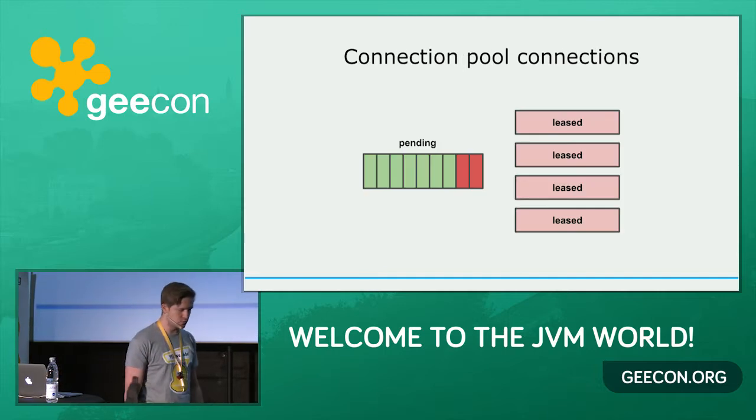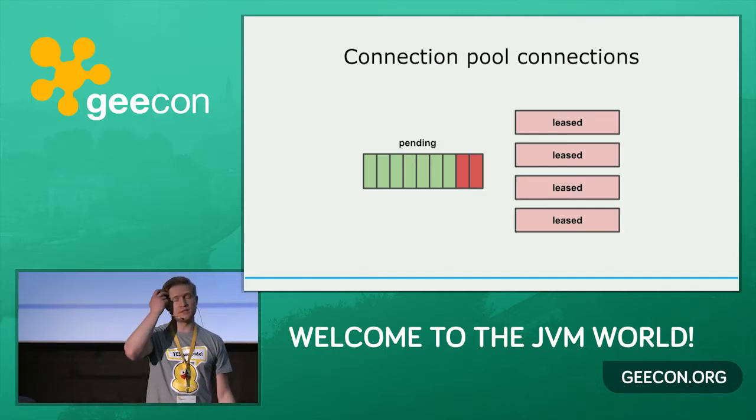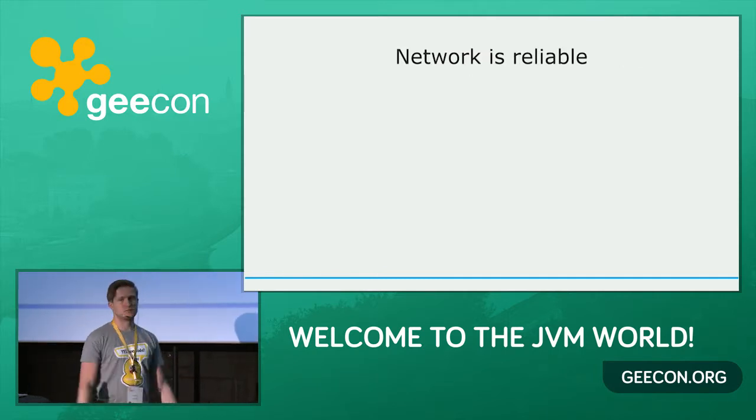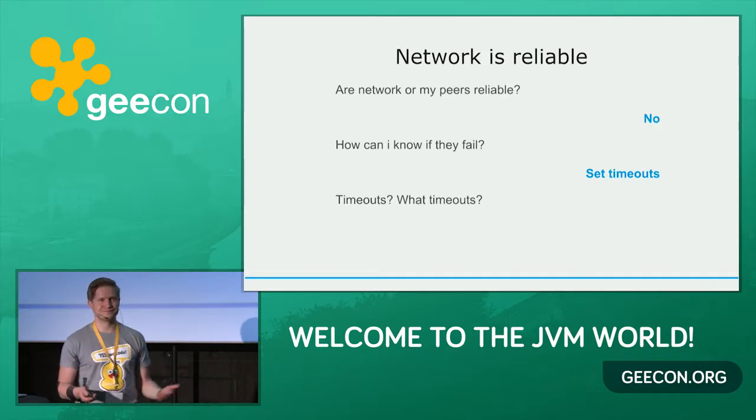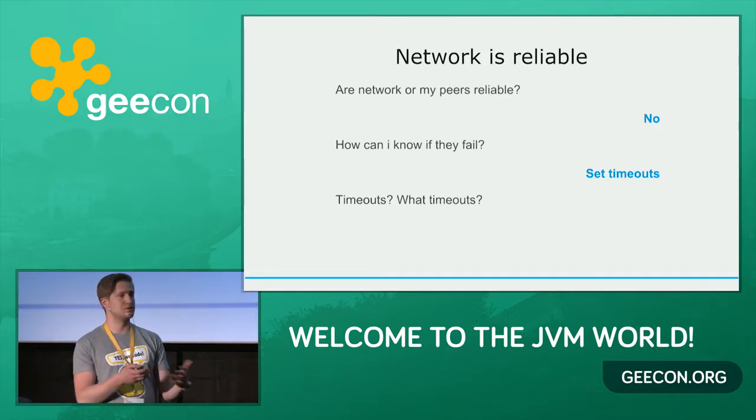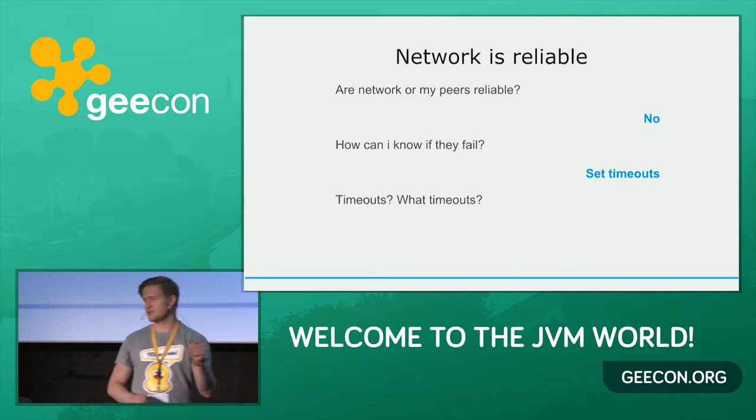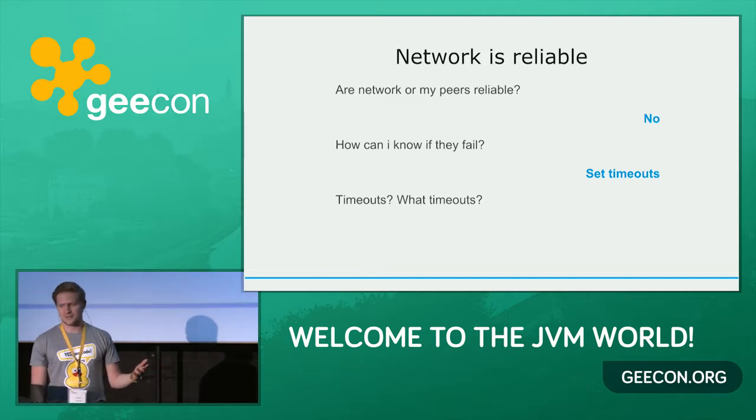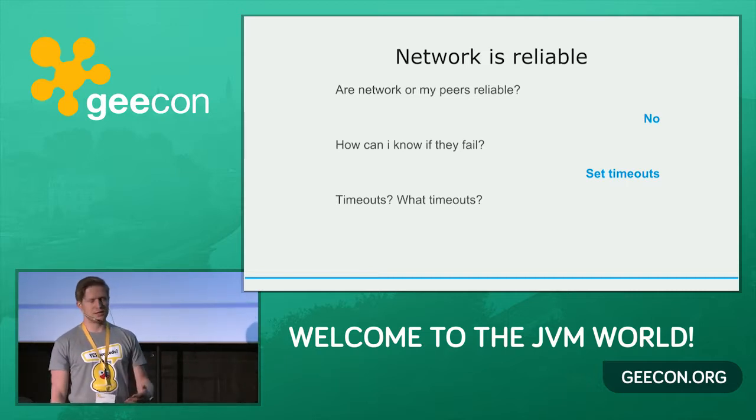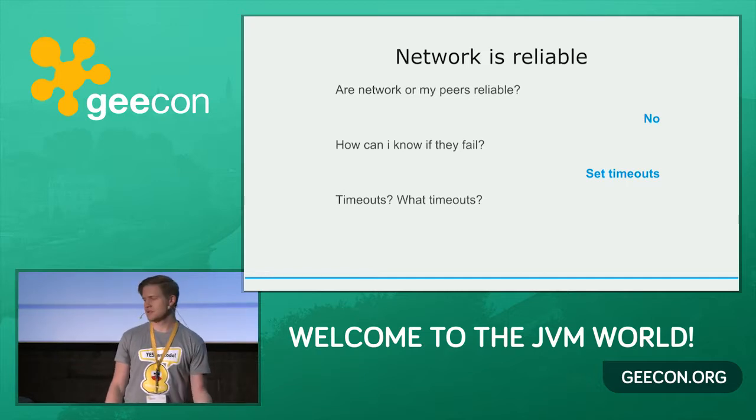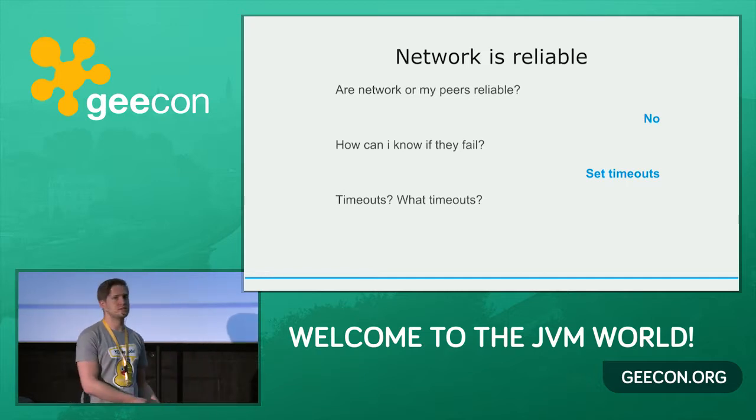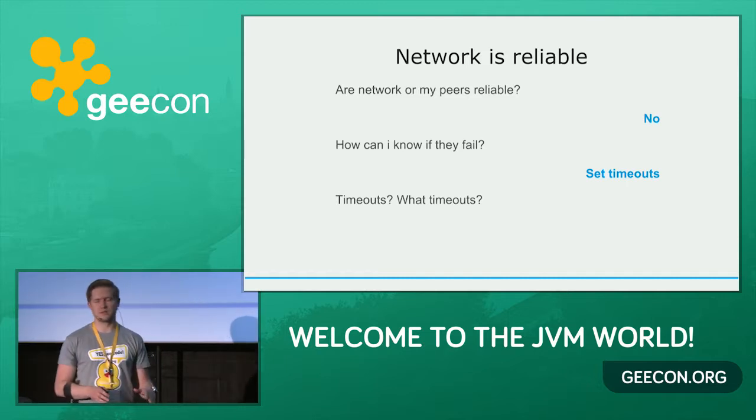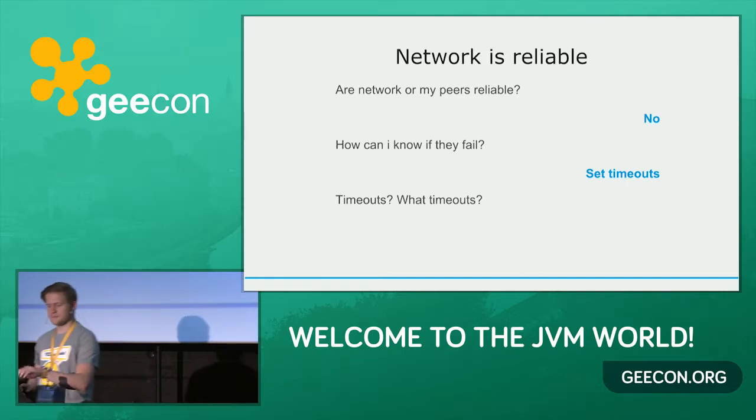Okay, so since we finished with latency 0 fallacy, let's go to the other one. So network is reliable. Well, is network reliable? Or are my peers reliable? Because it's also talking with your peers. Well, of course they are not. I mean, you've probably seen a lot of network outages. So how can I know if somebody fails? Well, the only thing you can do is actually to set some kind of timeouts. So let's dig deeper here. Like timeouts, what are the timeouts?